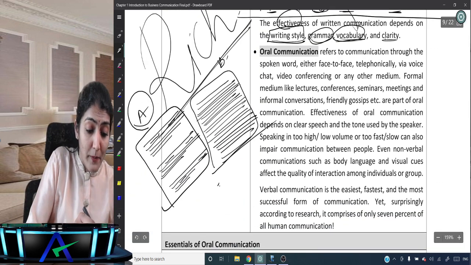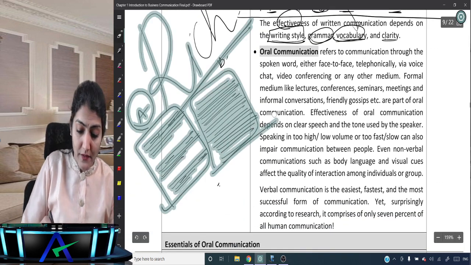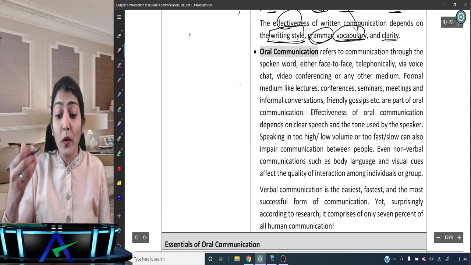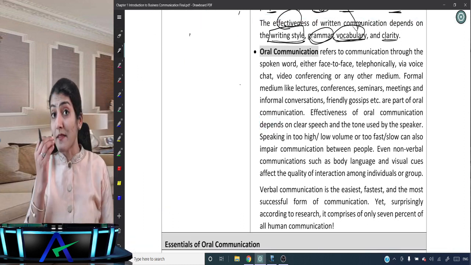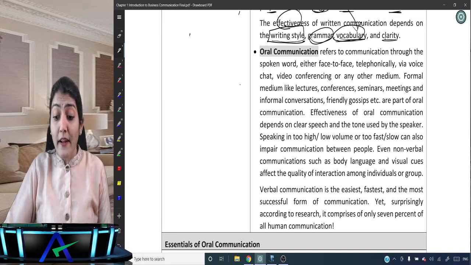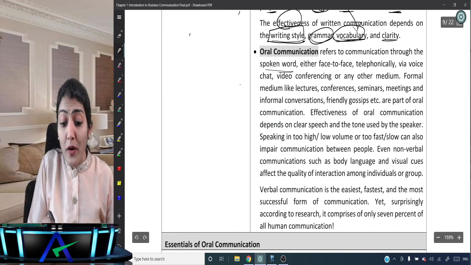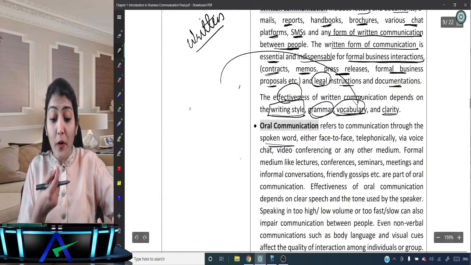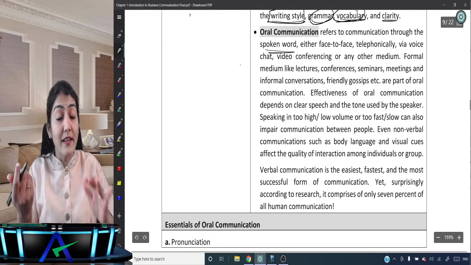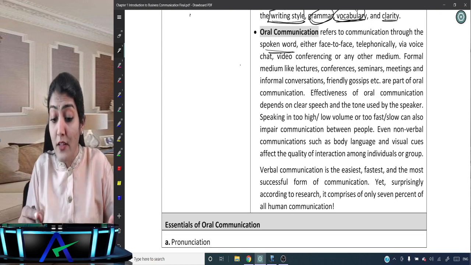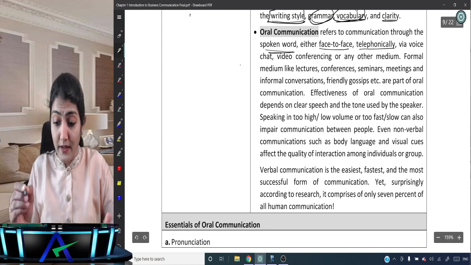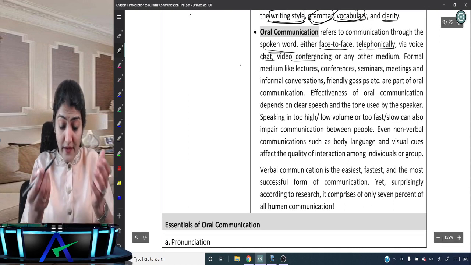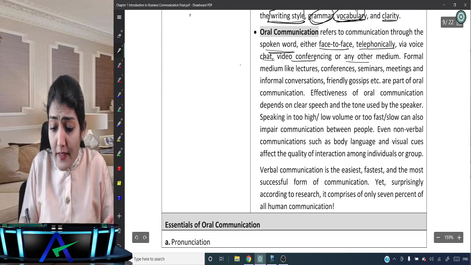Now let us talk about oral communication, and so what we speak. Everybody please sit straight. Oral communication refers to communication through the spoken word. That was the written word, and here we are talking about the spoken word, either face to face, telephonically, or via Zoom, voice chat, video conferencing, or any other medium.